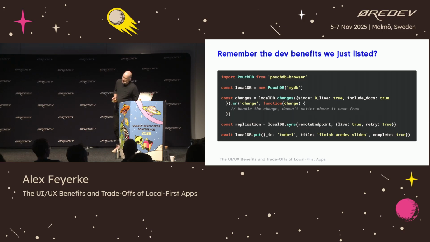Now, remember the dev benefits we just listed? They're all nicely on display here, right? No more network requests. It's cool. No difference between local and remote changes because everything goes through the changes feed. Doesn't matter where it came from.